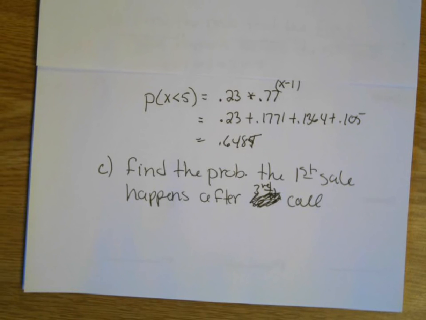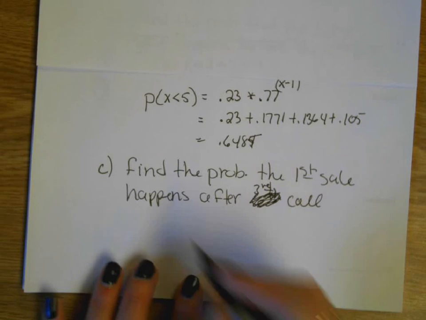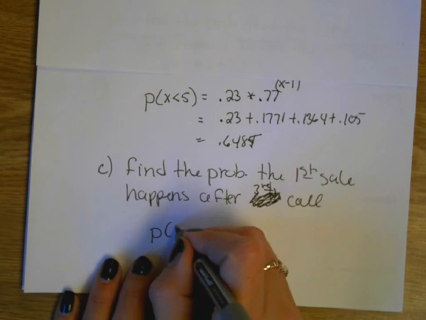4th, 5th, 6th, 7th, 8th, 9th, 10th, 11th, 12th, 13th, infinitely after the 3rd call. Can we make a list that's infinitely long? No. I mean, eventually those probabilities are going to get so small that they're going to be zeros. Can't finish it. How do we get this one? We only have one way to get it now.